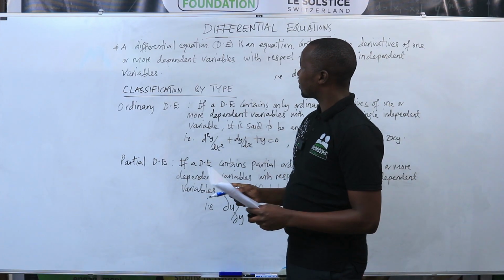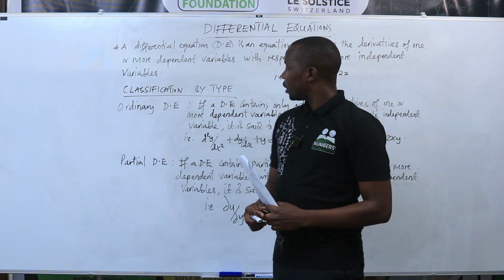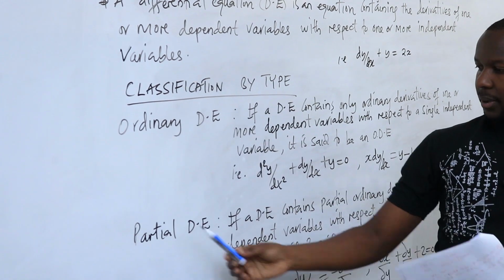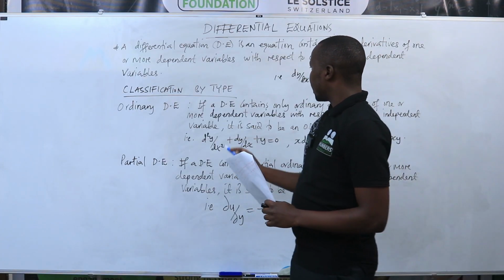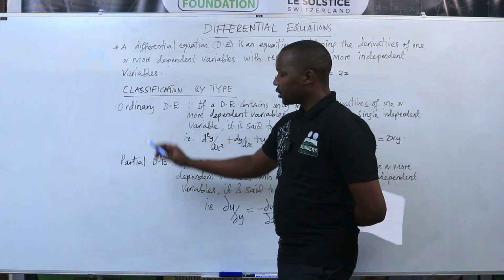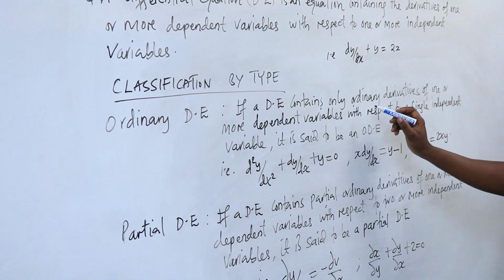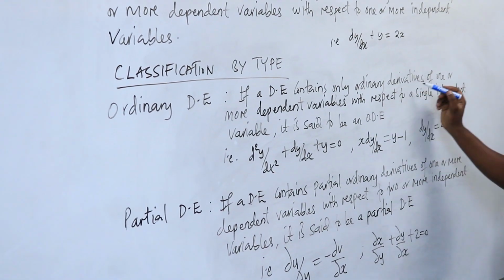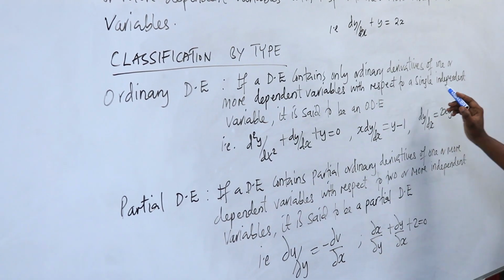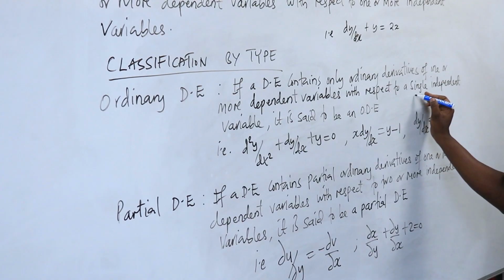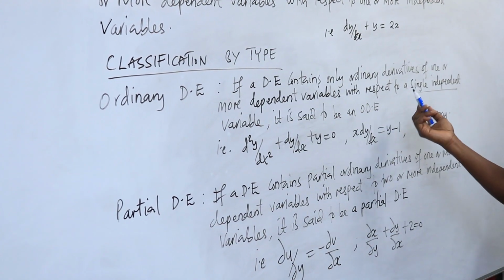We can classify differential equations by type. Specifically, we have two types: ordinary differential equations and partial differential equations. Now let's see their difference. For an ordinary differential equation, if a differential equation contains only ordinary derivatives of one or more dependent variables with respect to a single independent variable, it is said to be an ordinary differential equation.